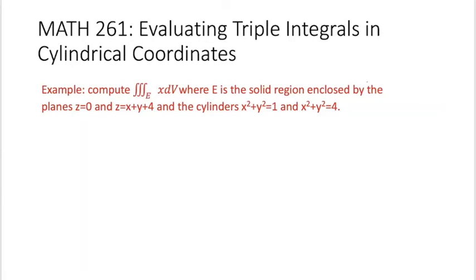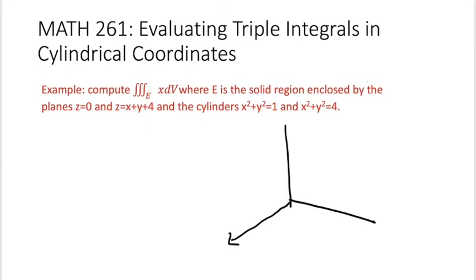My name is Amanda, and today we're going to be looking at Math 261, Calculus 3, evaluating triple integrals in cylindrical coordinates. We're going to be looking at the example of computing the triple integral of x dV, where E is the solid region enclosed by the planes z equals 0 and z equals x plus y plus 4, and the cylinders x squared plus y squared equals 1 and x squared plus y squared equals 4. So using that, we're going to draw the region first, just so we can see it.